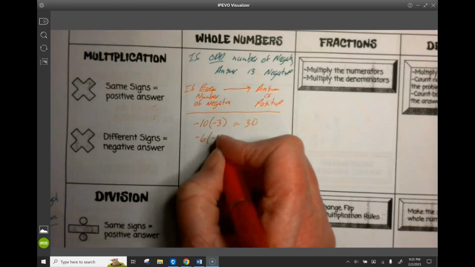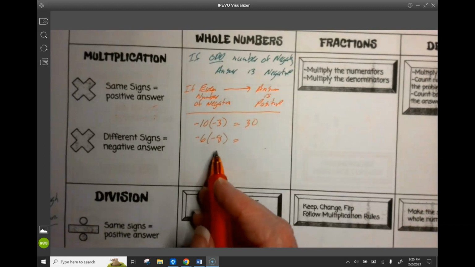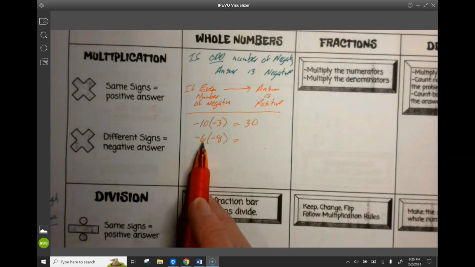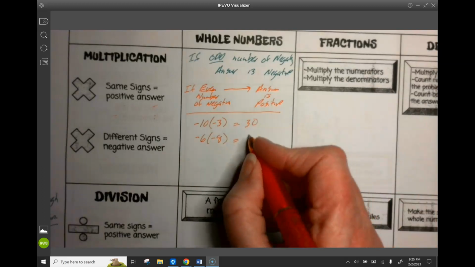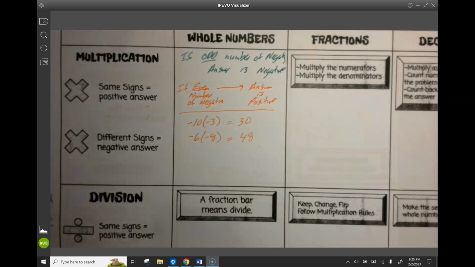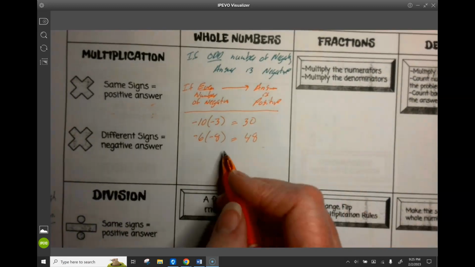Negative 6 and negative 8. And if you don't know some of these, use your multiplication chart. We're going to let you have that, so not a problem. 6 times 8 is 48. No problem there. I have two negatives. So what's my answer? Positive, exactly. Okay? So that one's going to be a positive.